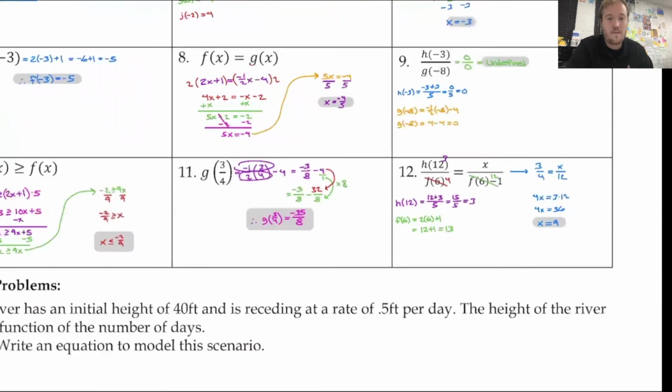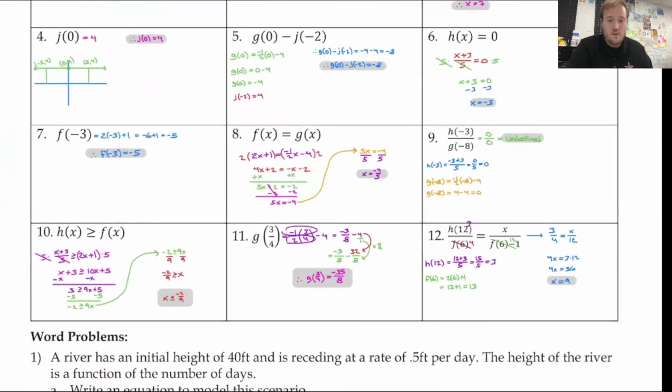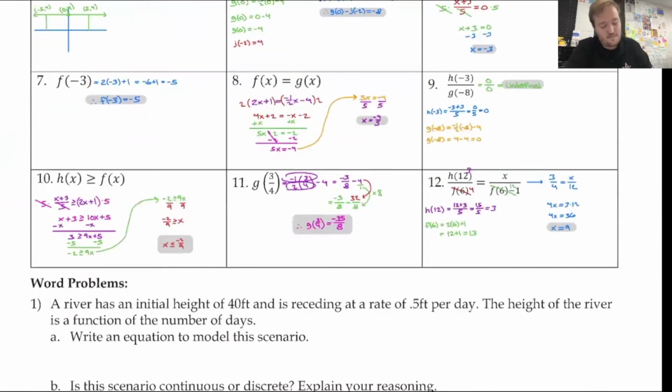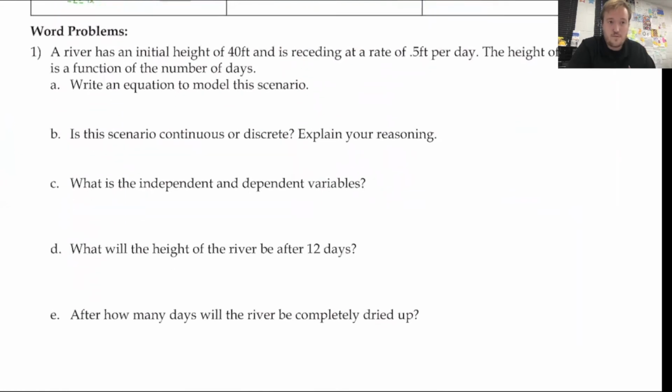Okay. I would definitely say take a break here if you can. That was a lot. Or keep going. It's up to you. All right, so some word problems.